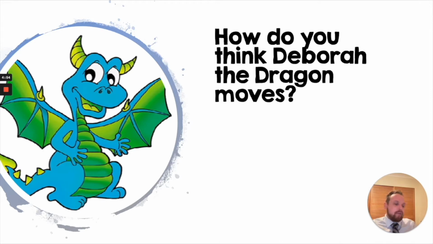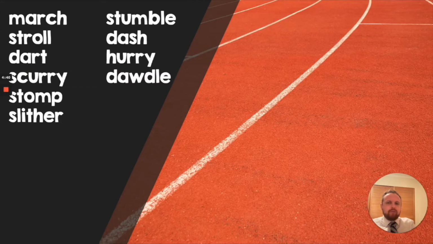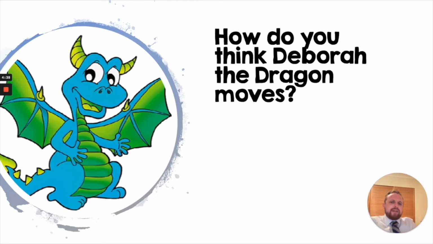Okay, so hopefully you enjoyed that little trip through those different verbs for movement. So now my job is to think about this. How do I think Deborah the dragon moves? I've decided, by the way, to name my dragon Deborah. I thought that was a good name for her. Okay, so Deborah the dragon. I've got all these verbs now. March, stroll, dart, so on. How do I think she moves?